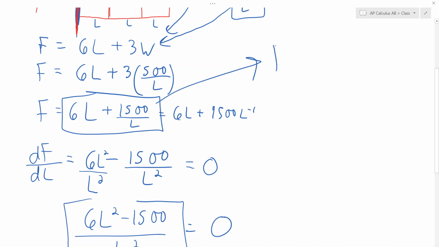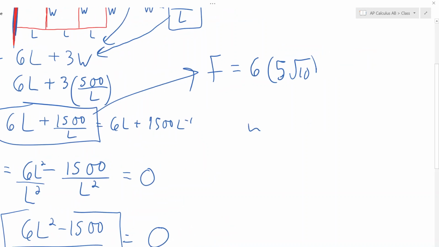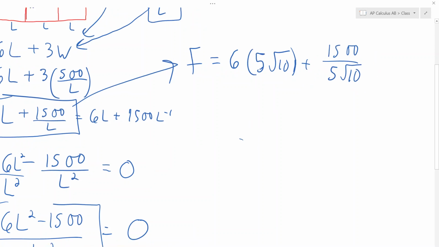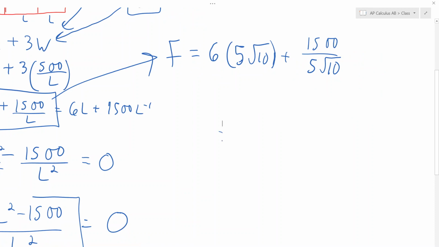And if you do that, you get the amount of fence we need is 6 times 5 root 10 plus 1500 over 5 root 10. And I'm going to simplify that down because I'm a nerd, and you should. If you had a calculator, this is just some decimal. But it's 30 root 10 plus 300 over root 10. Look how nice that is.